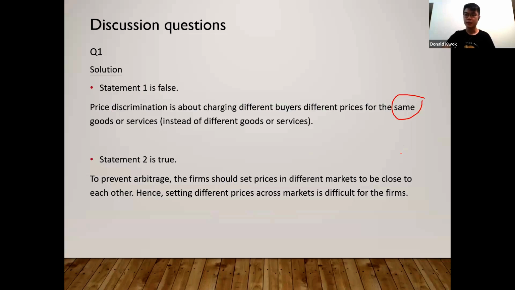Statement 2: arbitrage makes it difficult for a firm to set different prices in different markets. So this would be true. Arbitrage opportunity exists only when the benefit side is greater than the cost side. If we have different prices across different markets, then it will be more likely for the price differences to outweigh its cost of doing so. So this means that it will be more likely for an arbitrage opportunity to exist when there are different prices for the same good. All right, so this is for question 1, and we'll move on to the next one. Please take a look.